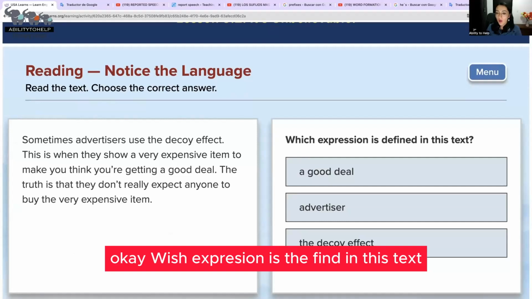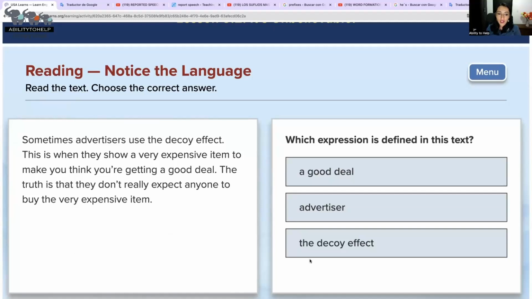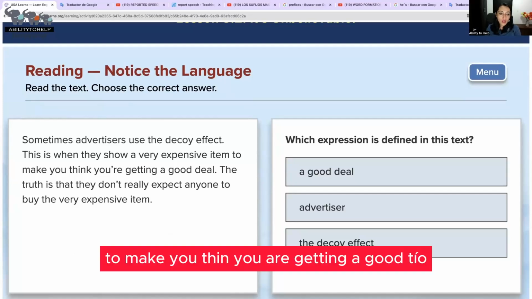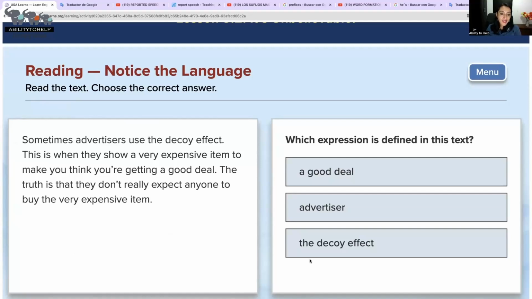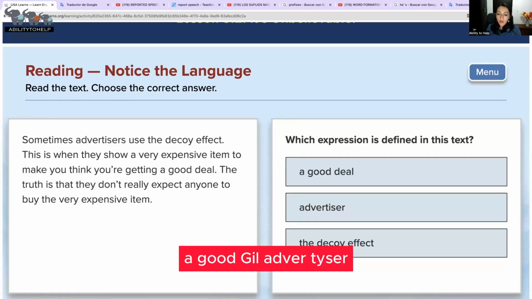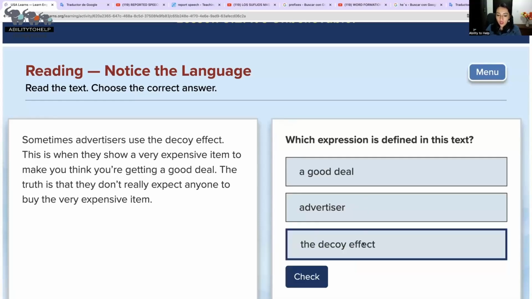Okay, which expression is defined in this text? Sometimes advertisers use the decoy effect. This is when they show a very expensive item to make you think you are getting a good deal. The truth is that they don't really expect anyone to buy the very expensive item. So, which expression is defined in this text? A good deal, advertiser, decoy effect. The decoy effect.